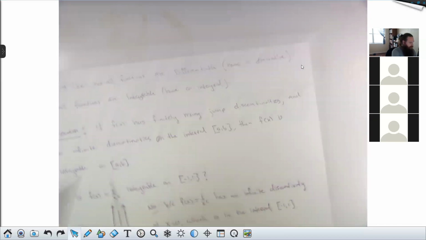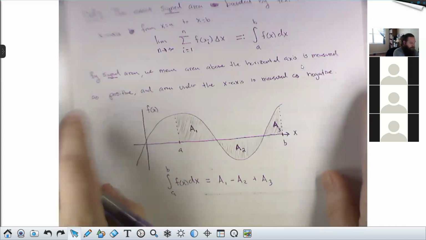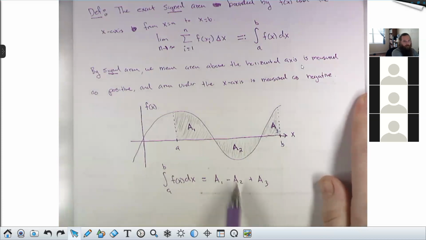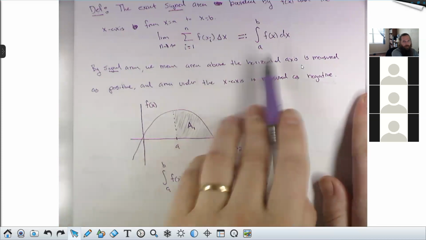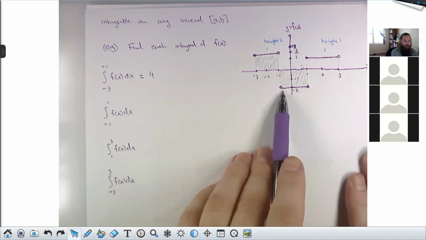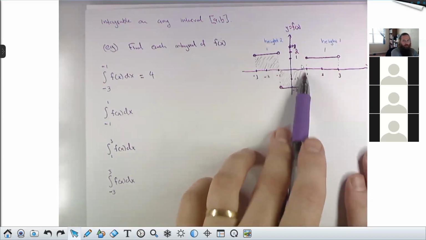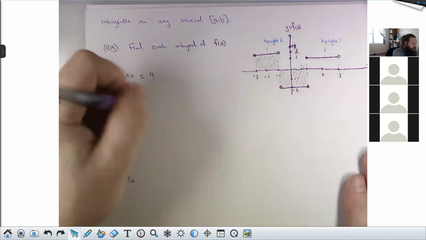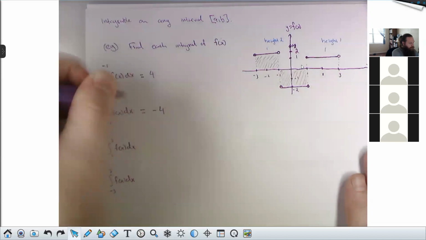Remember this picture. The A2 piece, which is beneath the x-axis, gets measured as negative. That's what we mean by signed area, and that's what the integral gives us. So from -1 to 1, my function is the constant function -2. The area here, if we were just measuring the area, would be 4. But since it's beneath the x-axis, we measure this as negative. So this one would be -4.